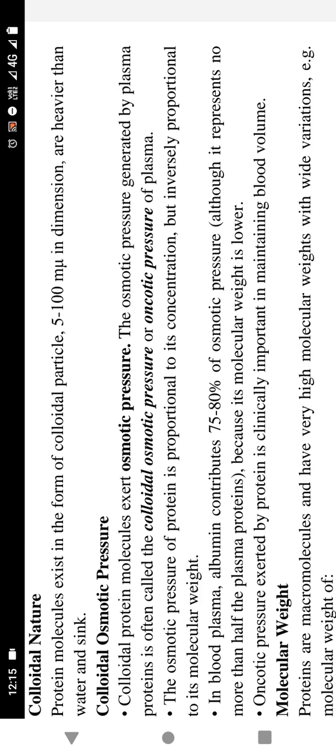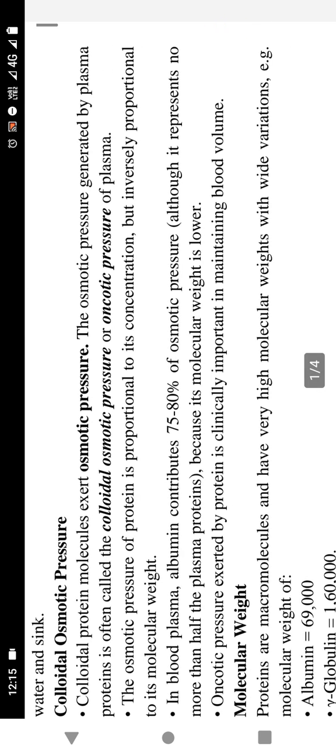In blood plasma, albumin contributes 75 to 80% of osmotic pressure. That represents no more than half the plasma protein because its molecular weight is lower. So the major concentration of blood plasma is occupied by albumin protein. That means the 75 to 80% of oncotic pressure is exerted by the albumin. Oncotic pressure exerted by protein is clinically important in maintaining blood volume. It is very important to maintain the blood volume.